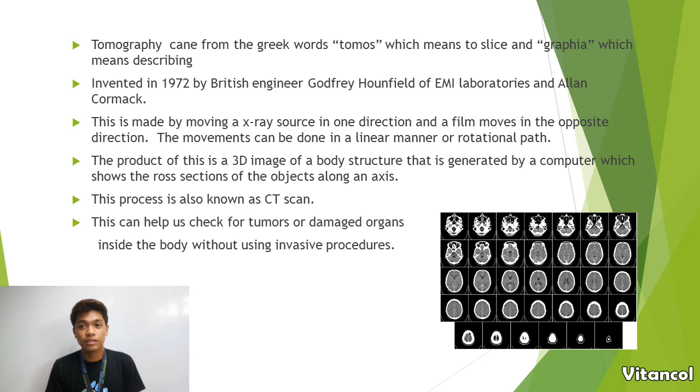In radiography, a 3D image of a body structure will be created. Using a computer, the output will be displayed and the cross-sections of the parts of the body along the axis will be shown. Using this kind of imaging, we are able to see the tumors or the things that are inside the parts of our body.